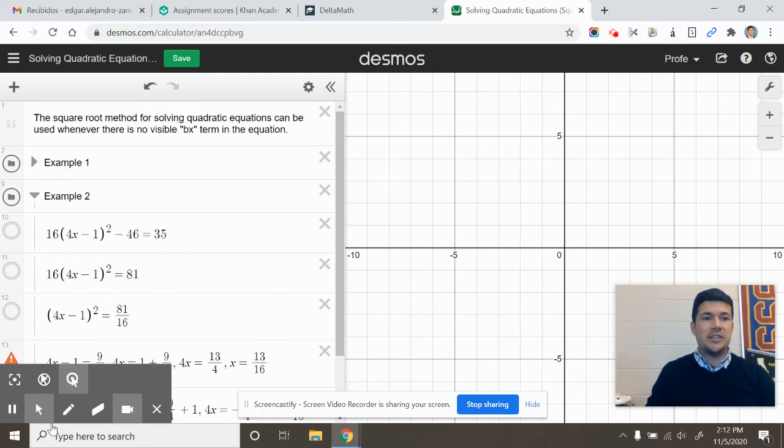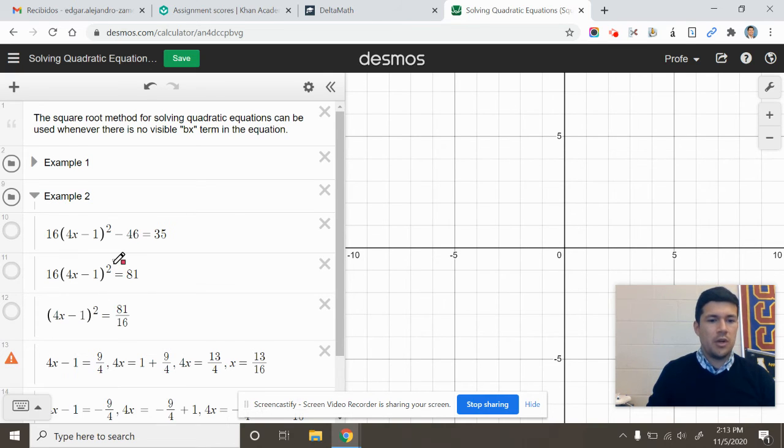Let's look at a second example. Another way to describe when to use the square root method: if you only see one x, then you have a high probability that you can solve this with inverse operations, square roots. I am going to do the same thing in this problem. It's just a little more complex, but it's really the same thing. So I've got 16 times 4x minus 1 quantity squared minus 46 equals 35.